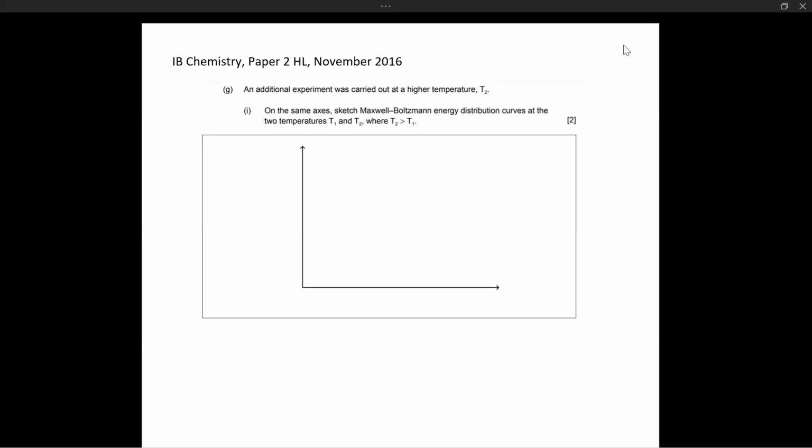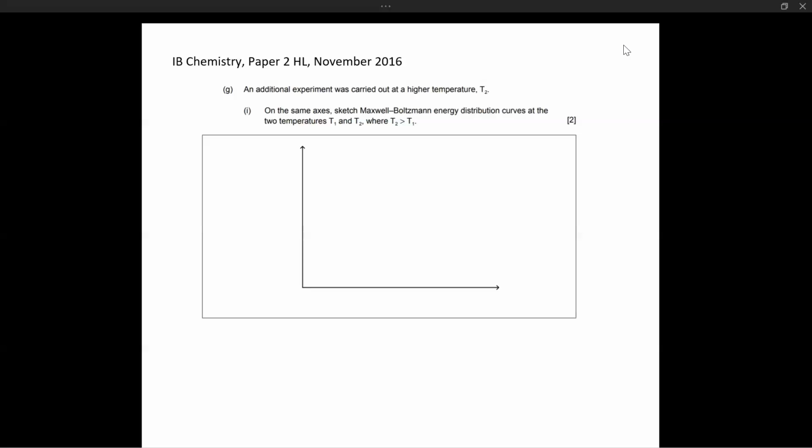And on the same axis, sketch the Maxwell-Boltzmann energy distribution curve at the two temperatures, T1 and T2. So T1 is the original temperature and T2 is a temperature that was carried out later. And here we are told that T2 is a higher temperature than T1. And they're asking us to sketch a Maxwell-Boltzmann energy distribution curve. Now, really what they're looking at from students is they want to see how you interpret this knowledge that they have given you, where temperature 2 is higher than temperature 1, and how accordingly you adjust your Maxwell-Boltzmann energy distribution curve. And I'm going to show you how to do that today.